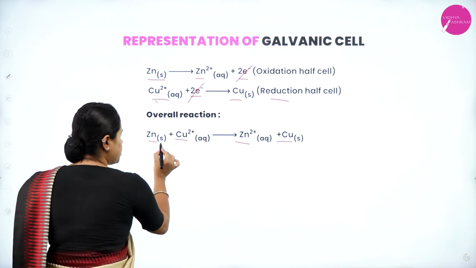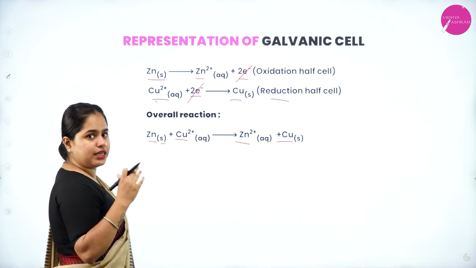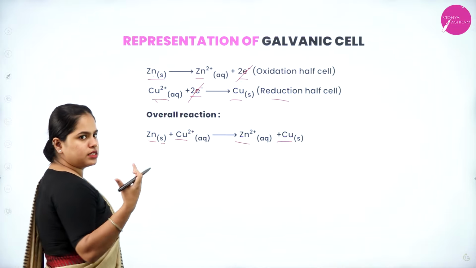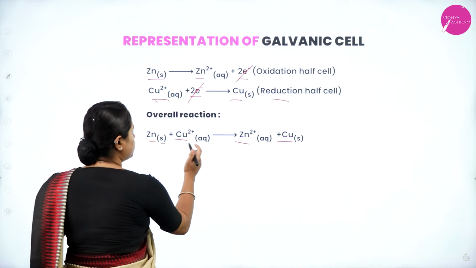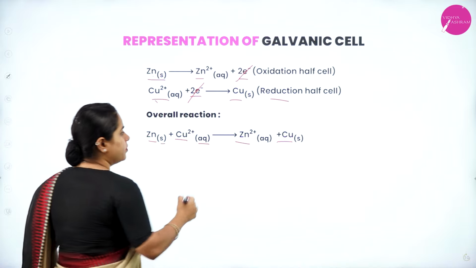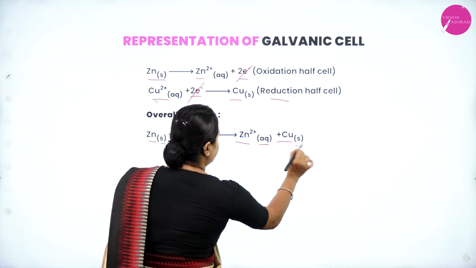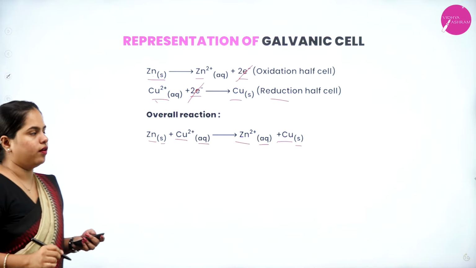Here it is also important to mention the physical state in which each species is present. Zinc is a zinc rod, so it is in solid state. Cu2+ is in aqueous state, right? And Zn2+ is also in aqueous state. Copper is in the solid state. So this is the overall reaction.